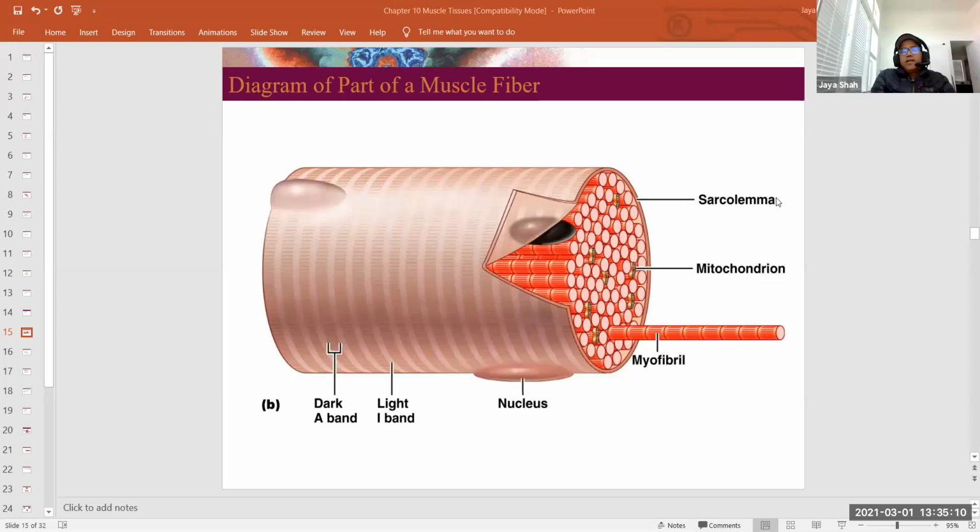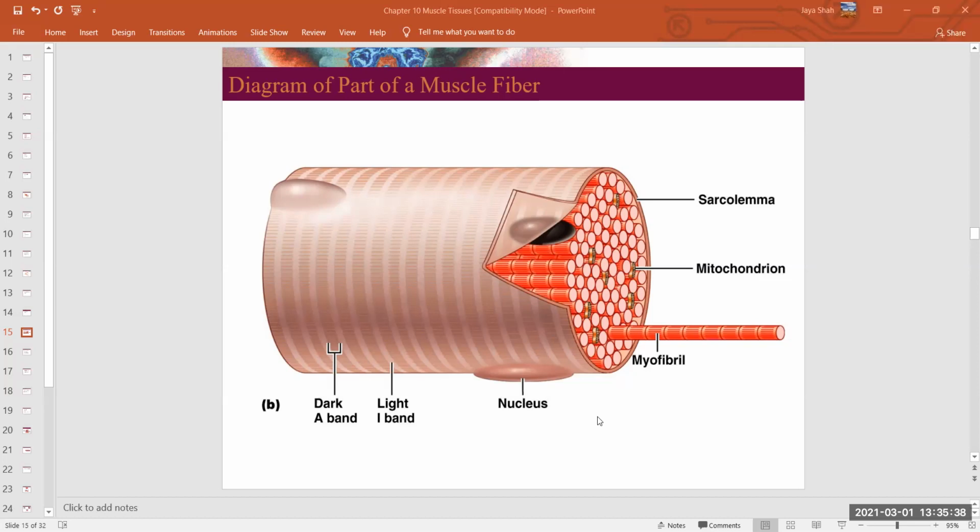This is the sarcolemma. You can get the help of your notes, or if you have the PowerPoint in front of you. This is the sarcoplasm. Immediately after the sarcolemma, there will be another connective tissue covering the muscle cells. What is that connective tissue called? Layer of connective tissue. I am not sure, Professor.